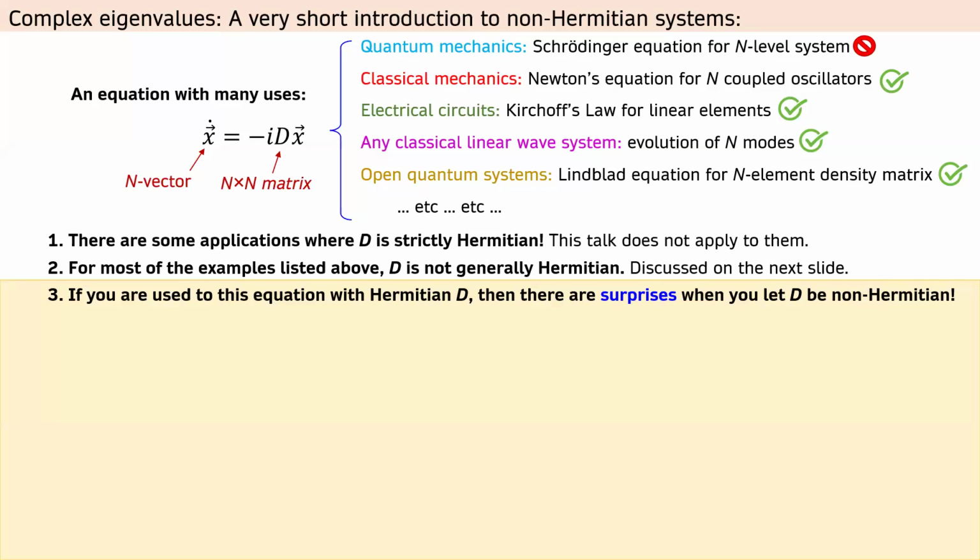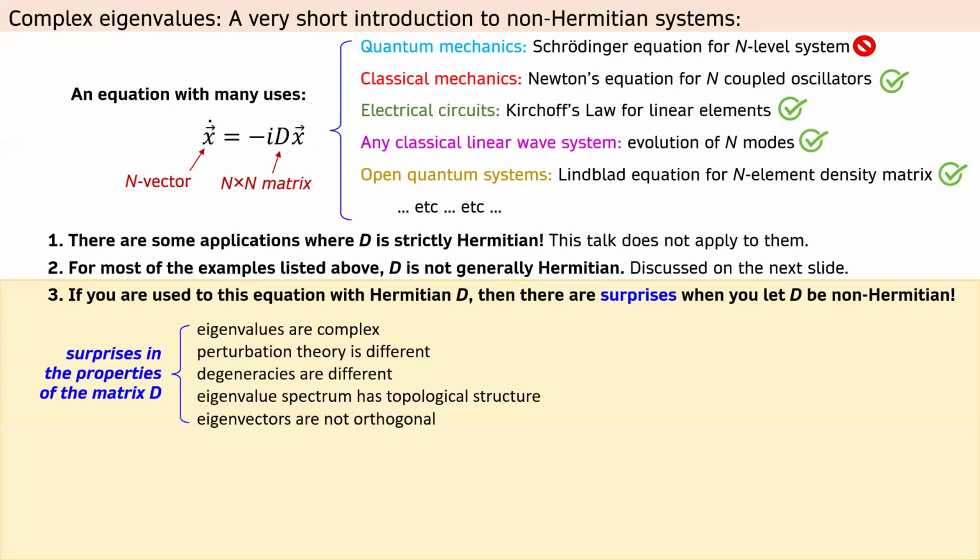But the point I want to make is that if you have learned about this equation, always assuming this matrix to be Hermitian, there are some gigantic surprises that emerge. Not little qualitative ones, but really big ones. Some of those surprises just have to do with the properties of the matrix itself, like that its eigenvalues will be complex, that its eigenvectors aren't orthogonal, perturbation theory is very different.